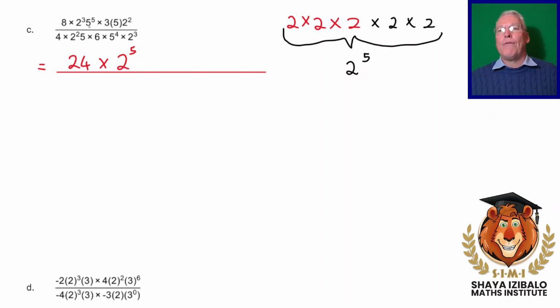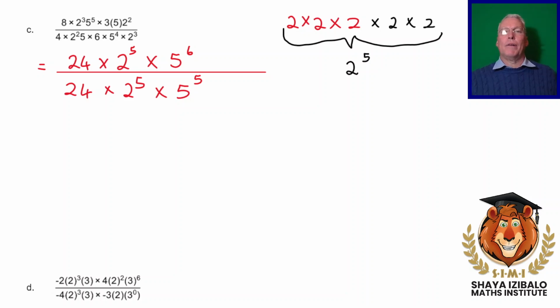Now we've got a 5 to the 5 and a 5 to the 1. Total values, 5 to the power of 6. There are 6 5's altogether on the top, multiplying together. On the bottom, we've got a normal 4 and a normal 6, that's 24. We've got 2 to the power of 5. And we've got 5 to the power of 5.